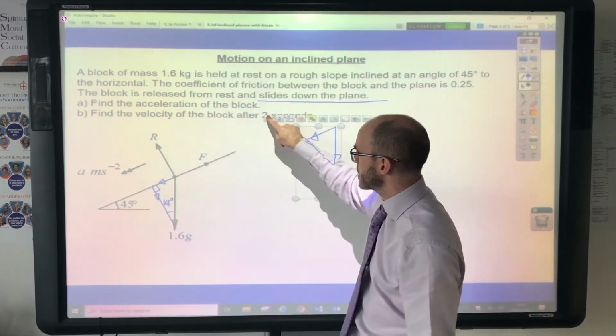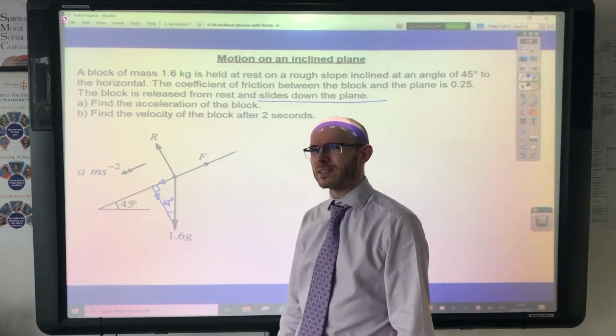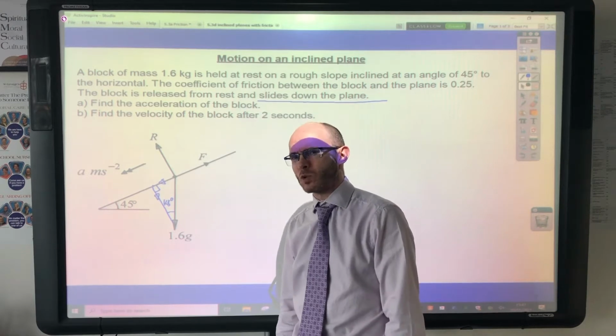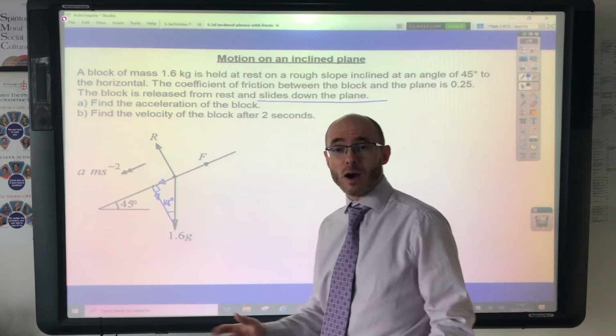Did you have that force diagram? Well done if you did. If not, you really need to get that sorted. Okay, let's be honest. You really need to get that sorted. If you don't have a correct force diagram, you're going to be lucky if you get the whole question correct. Now, where to go from here?